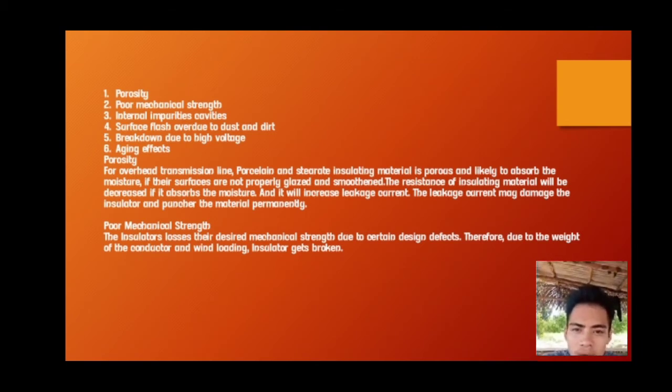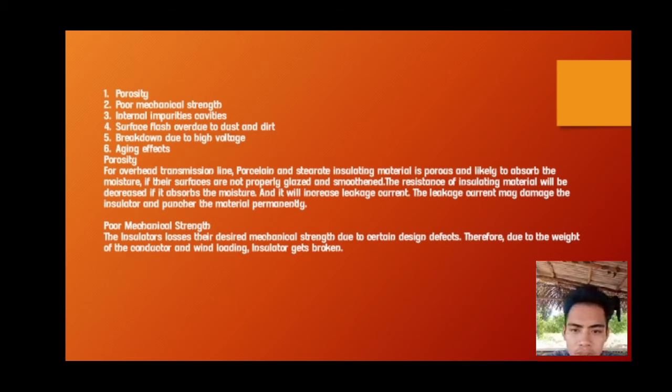Porosity. In overhead transmission lines, porcelain and steatite insulating material is porous and likely to absorb moisture. If their surfaces are not properly glazed and smoothened, the resistance of the insulating material will decrease if it absorbs moisture, and it will increase the leakage current. The leakage current may damage the insulators and puncture the material permanently.